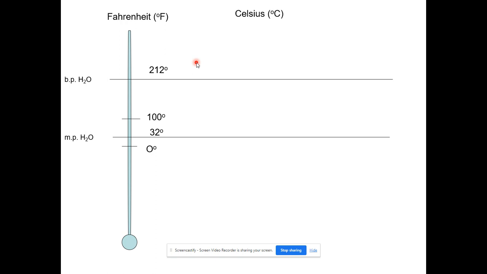The Celsius scale was developed by Anders Celsius. This one was in 1742, just 18 years later. Anders Celsius was a Swedish scientist, and he said, wait, we're always having to remember that the boiling point is 212 and the melting point is 32. You have to remember that.